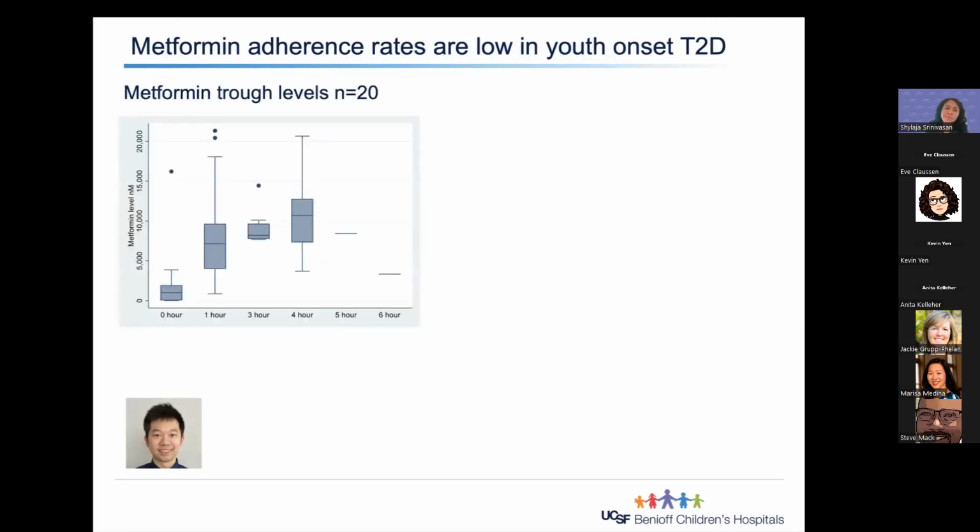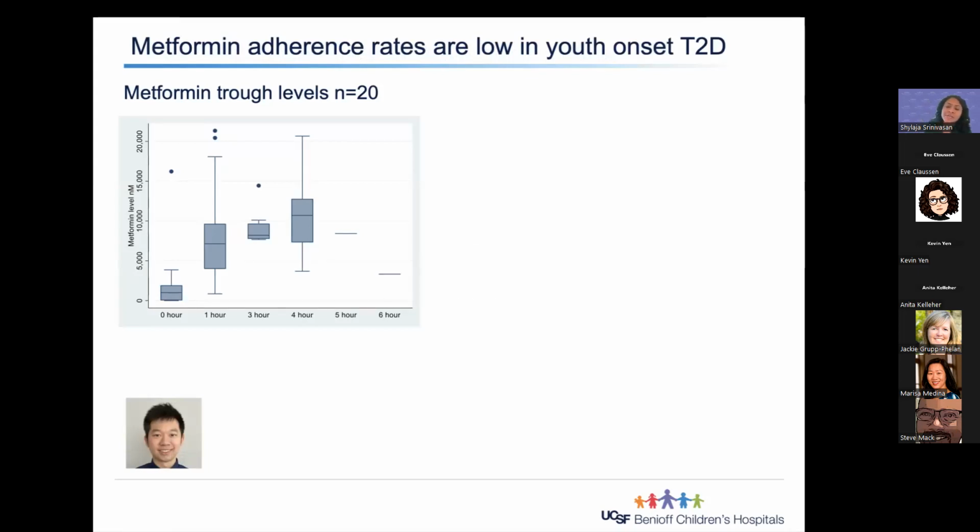And so we measured metformin trough levels in the first 20 of our participants. And what we discovered was that 5 out of the 20 participants, or 25% of our participants, had a metformin trough level of 0. So that means that they had no metformin level in their blood. And this was after screening both the parent and the child to make sure that they're taking metformin, after requesting that they complete a 3-day medication diary. We were a little bit surprised to find that a good subset of our participants were not taking metformin at all.